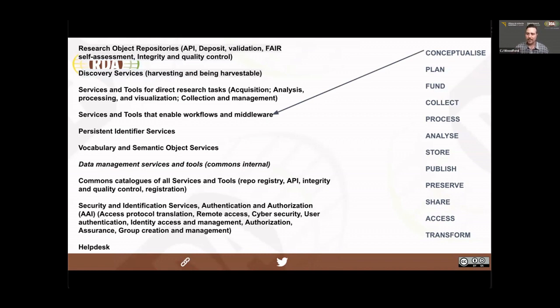In the conceptualize phase, I found that it fit within our category of services and tools that enable workflows and middleware, because conceptualize to me focused on brainstorming and collaboration. Those were all very specific examples that we had within the GORC model within that category. Plan fell within services and tools for direct research tasks, which shouldn't be surprising, as well as workflows and middleware. So things like project planning and data management plans all fell within our workflows and middleware, as well as direct research tasks. Funding was workflows and middleware.